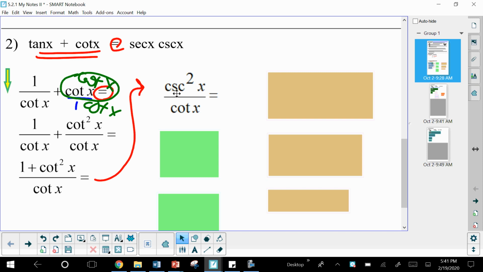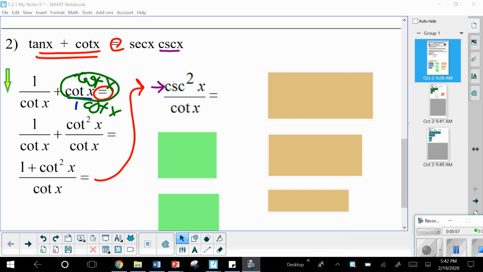Pausing, taking a breath, looking at the right-hand side. The right-hand side, I need a secant x and a cosecant x. Well, currently I have cosecant squared x in the numerator, so I have that part hidden inside of that part. So somehow I need to figure out how to get rid of the other cosecant squared x and then how to get rid of that cotangent x. Again, I want to stress here that there are a bunch of different ways that you can attack this problem.